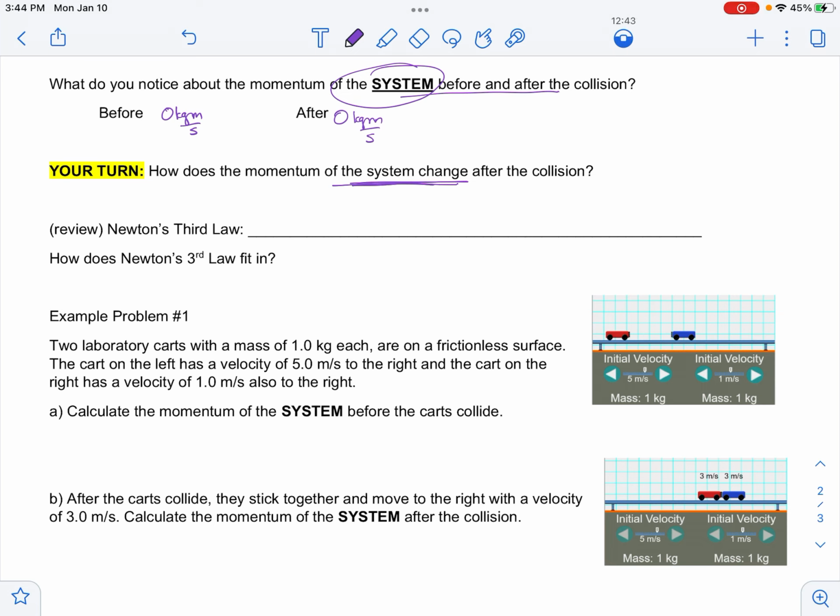All right, hopefully you noticed that they were the same, right? It was 0 before and 0 after, even though the configuration of those gliders was different. All right, we're almost done. You guys are doing well. Here we go. Review, Newton's third law. This is good review for the final as well.